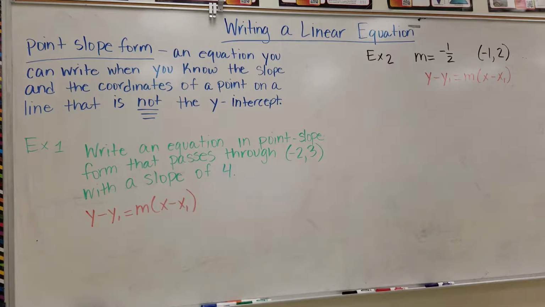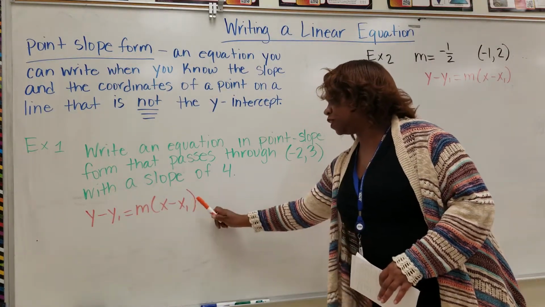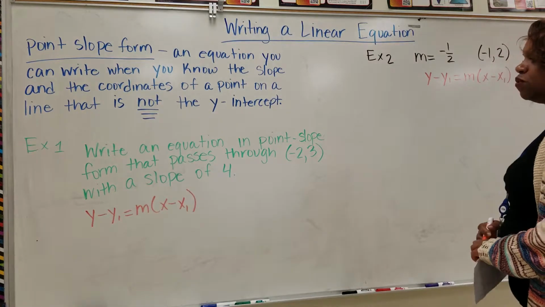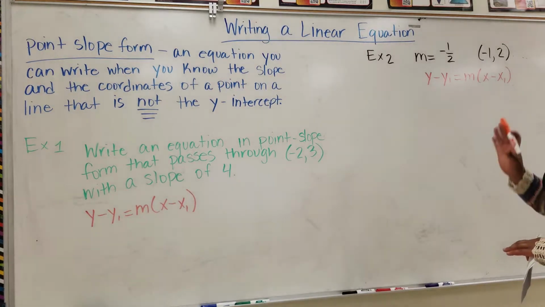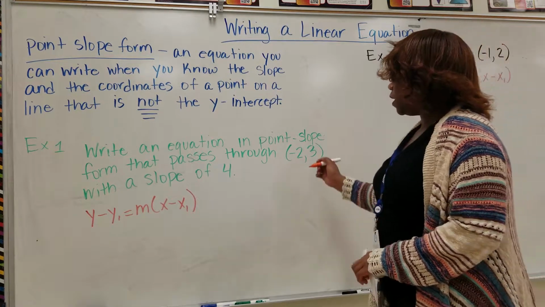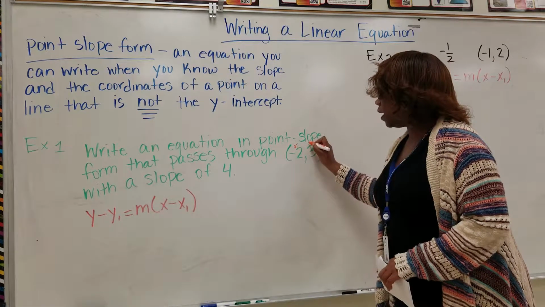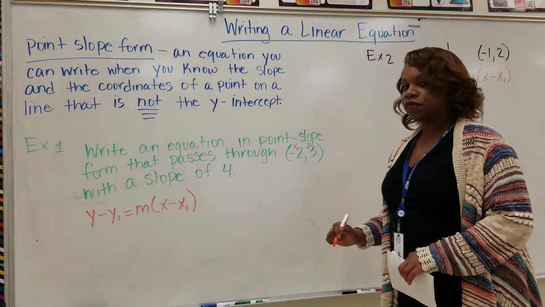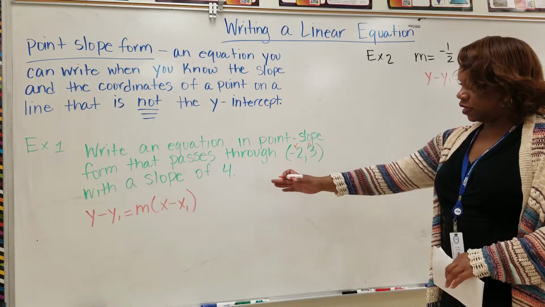Example number 1. Write an equation in point slope form that passes through the coordinates of -2 and 3 with a slope of 4. Notice here that we already have our formula. y minus y1 equals m times x minus x1. So from here, all we have to do is plug in the coordinates and our slope into this formula. So this is our coordinates. We can call this x1 and y1. You see? So all we have to do is plug everything in. And remember, our slope is m.